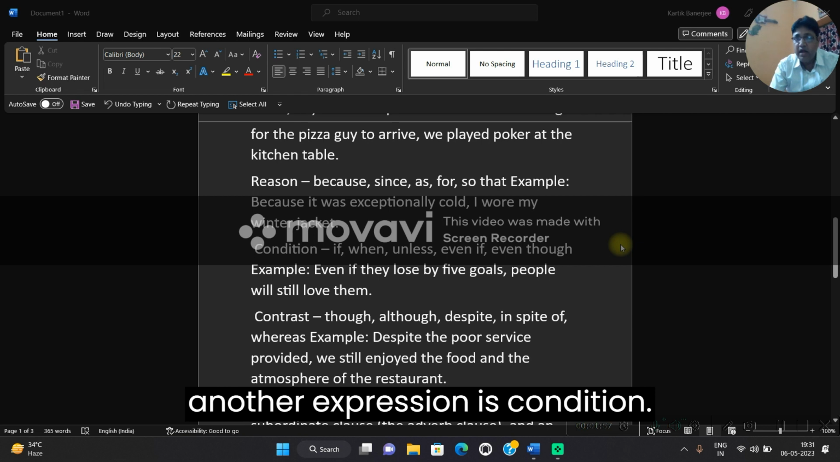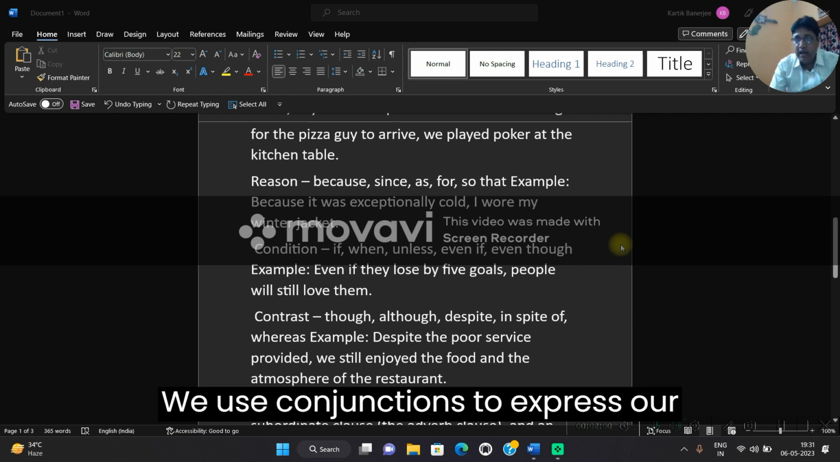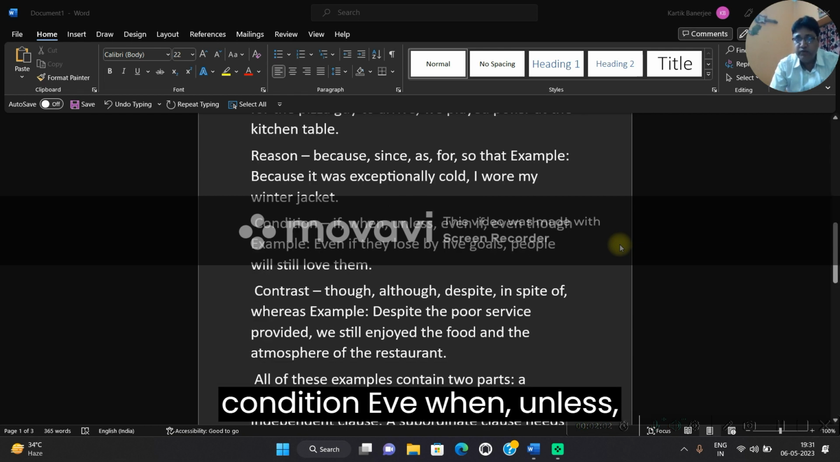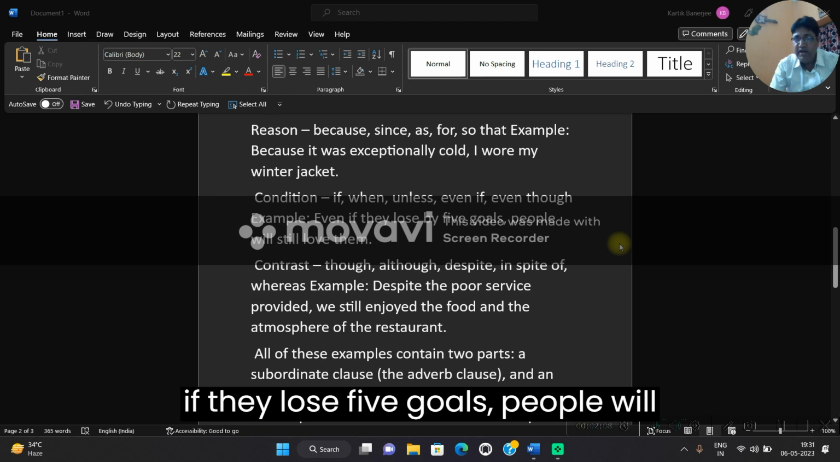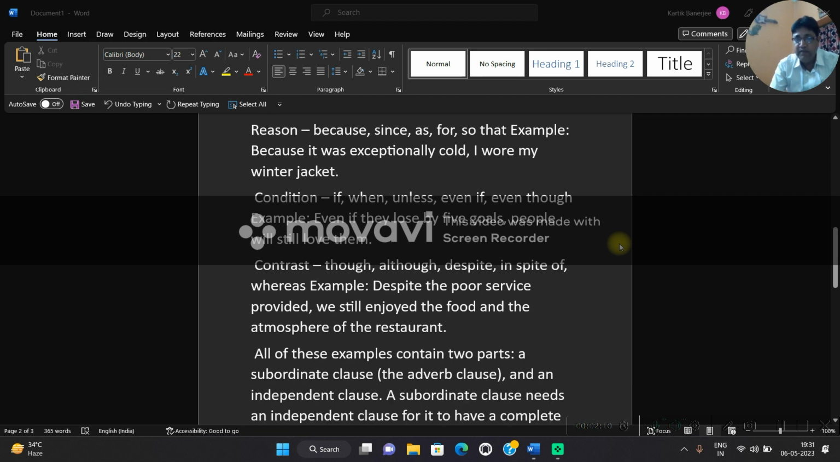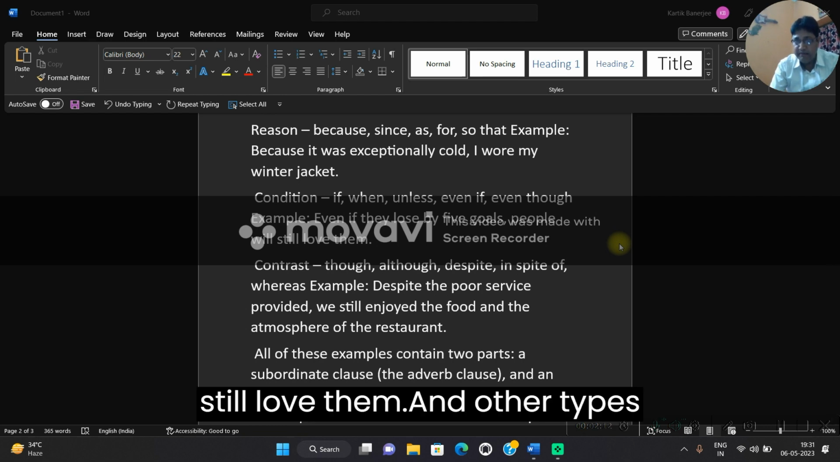And another expression is condition. We use conjunctions to express our condition: if, when, unless, even if, even though. Example: even if they lose 5 goals, people will still love them.